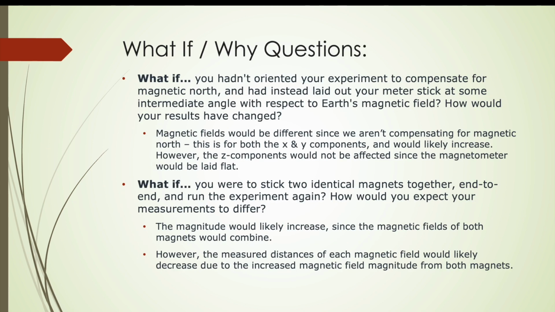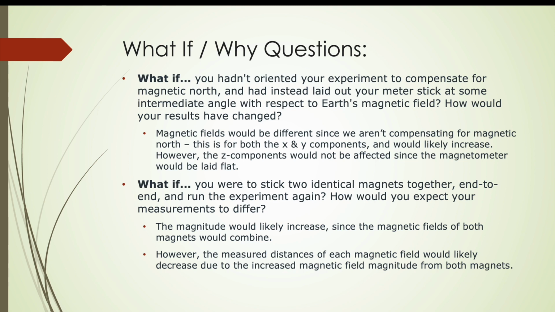Here are the what if and why questions. What if you hadn't oriented your experiment to compensate for magnetic north and instead had tried to lay out your meter stick at some intermediate angle with respect to Earth's magnetic field? How would your results have changed? The magnetic fields would be different since we weren't compensating for magnetic north. This is for both the x and y components and would likely increase. However, the z component would likely not be affected since the magnetometer would be laid flat.